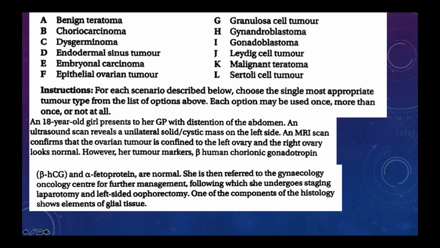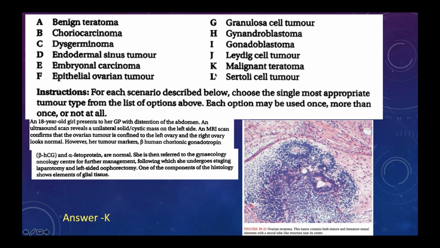An 18-year-old girl went to the GP with distension. MRI shows a unilateral solid cystic mass confined to the left ovary, the right ovary looks normal. Her tumor markers, beta HCG and alpha fetoprotein, are normal. She is referred to the Onco Center. Laparotomy was done. A component of histology is glial tissue. Immature teratoma, yes, and this is the glial tissue.